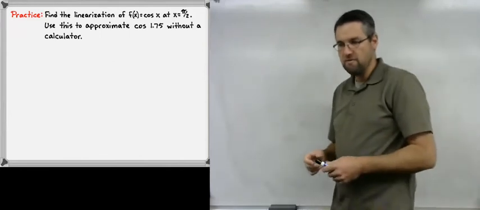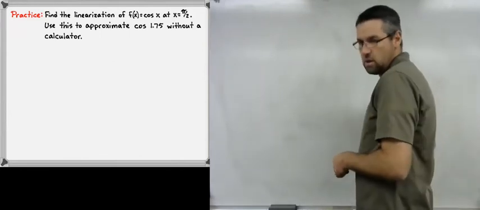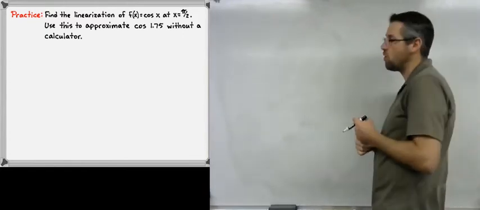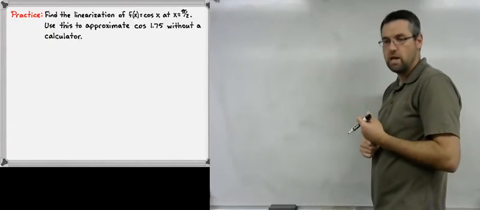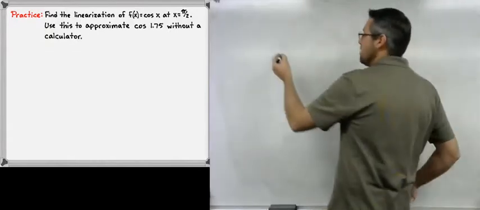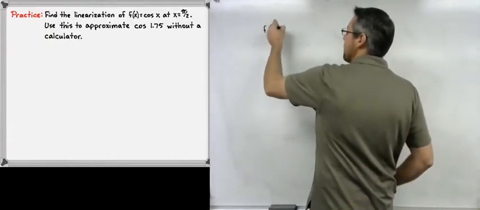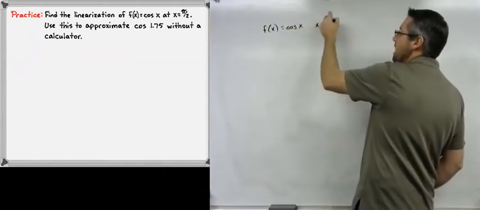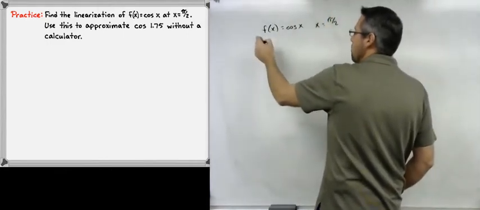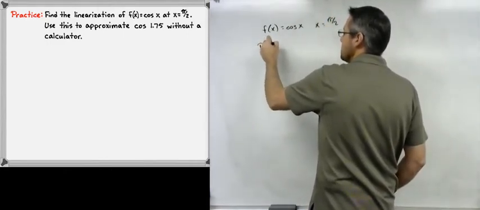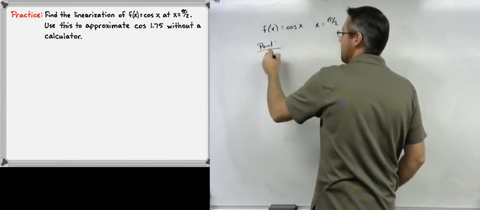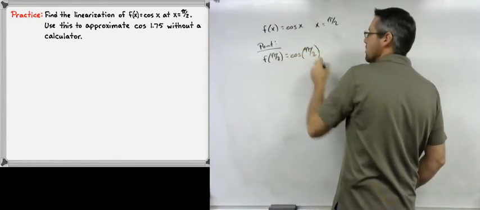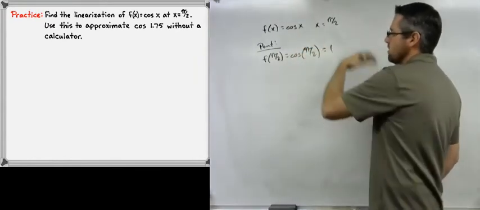It says f of x is equal to cosine of x. At x equals pi over 2, we want to find the linearization, and then we want to use that to approximate f of x, or cosine of 1.75. So we have f of x equals cosine of x, and we want to find the linearization when x equals pi over 2. So we're going to find our point first. Find the point. So that would be f of pi over 2, so cosine of pi over 2.